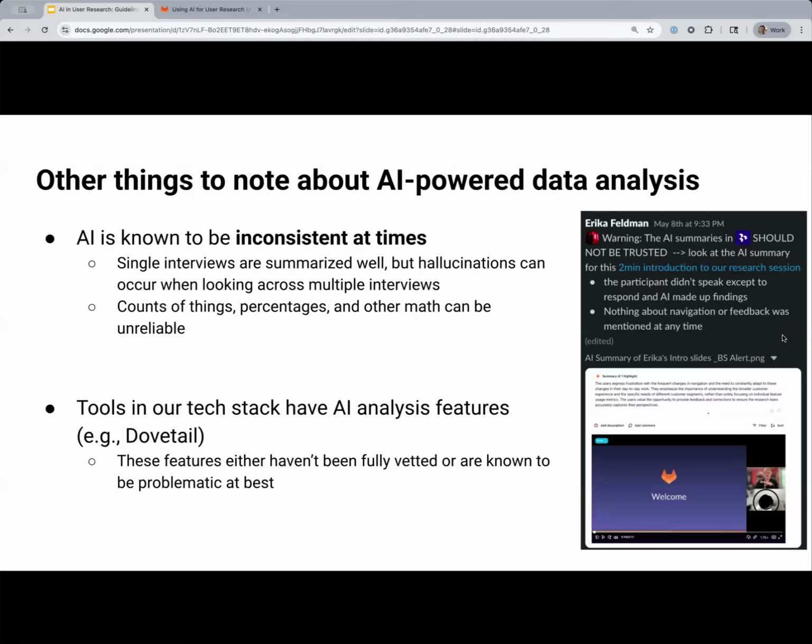One of the examples that was reported by my colleague Erica is that Dovetail was having some issues with looking into an interview that she had done and spitting out certain insights of what had happened in that interview, and it was not reflective at all of the actual interview content. And so just be aware of that, and please let us know if you have any questions about certain tools or features.